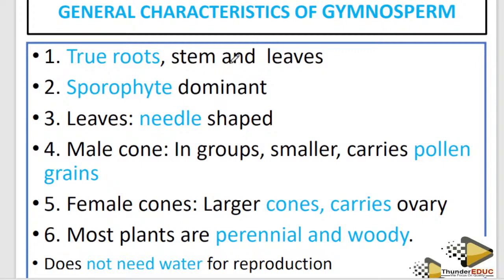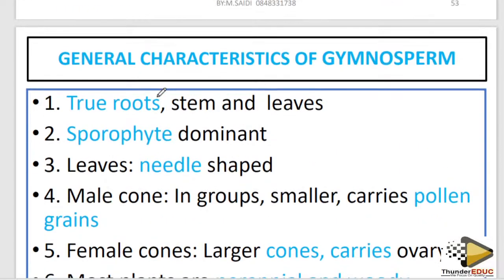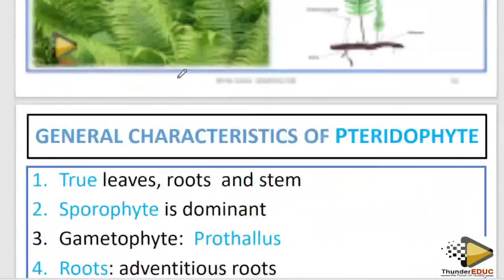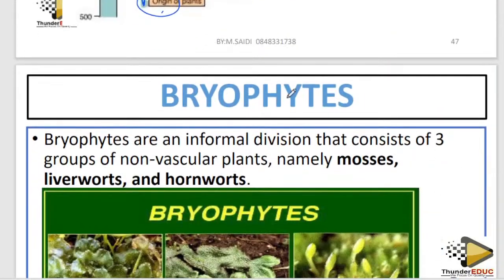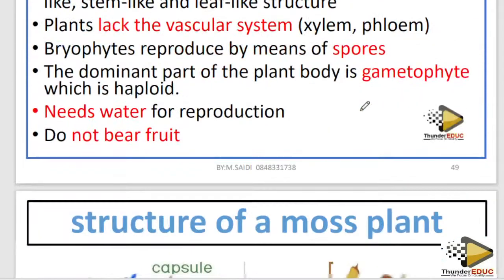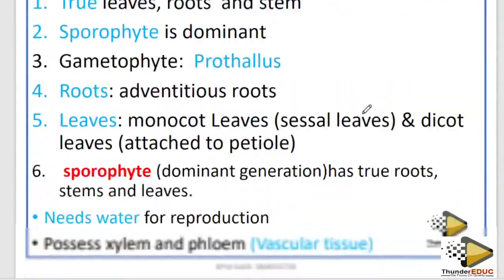General characteristics of gymnosperms, we have talked about that. True roots, sporophyte is dominant. Let me talk about this. All the plants have the sporophyte as a dominant generation, but the bryophytes, the first class, have the gametophyte as a dominant generation. This one is the only one which has a gametophyte as a dominant generation. The rest have the sporophyte as a dominant generation. I think I'm done with this.